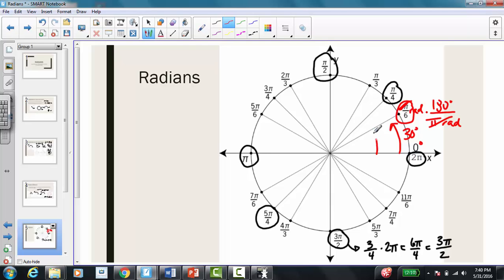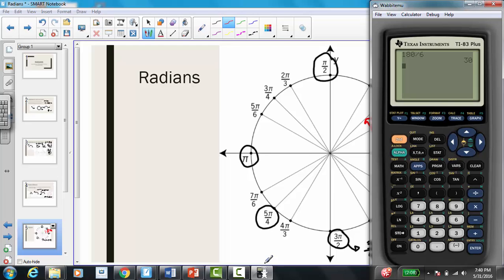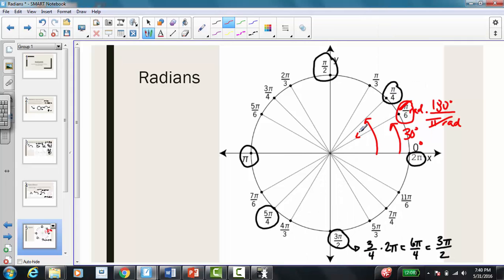So to get to this next value, pi over 4, we said that that was an eighth of the way around the unit circle. So we would have 360 degrees divided by 8 gives me 45 degrees. So the second value means I have traveled 45 degrees, or pi over 4 radians.